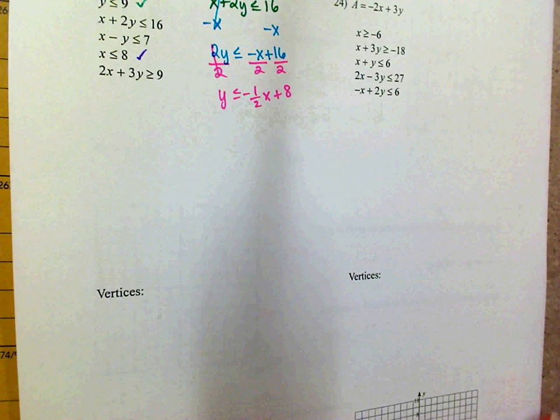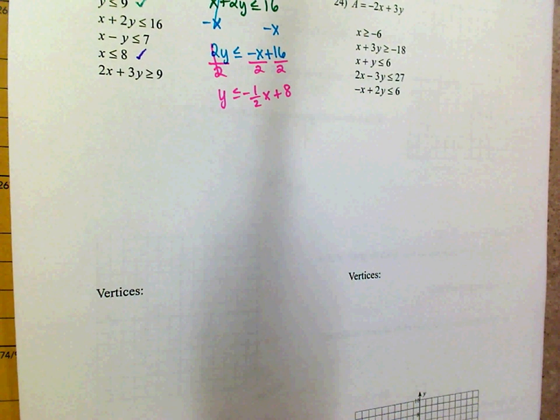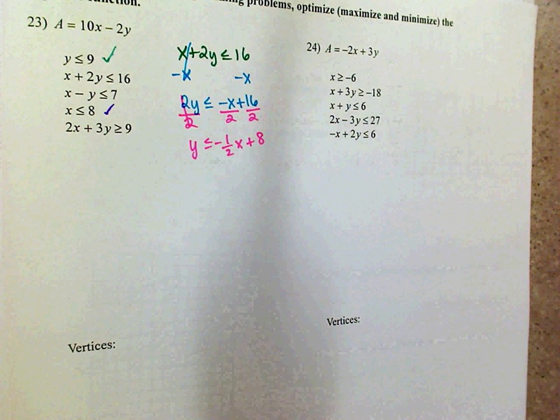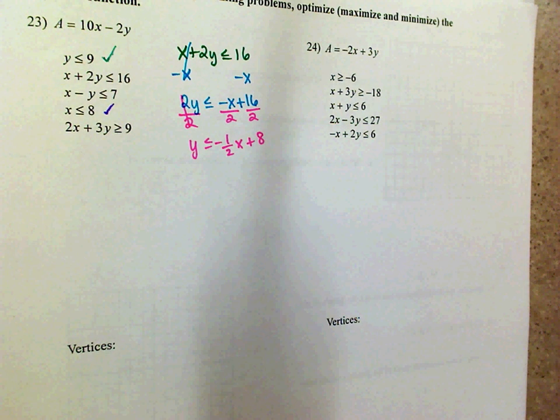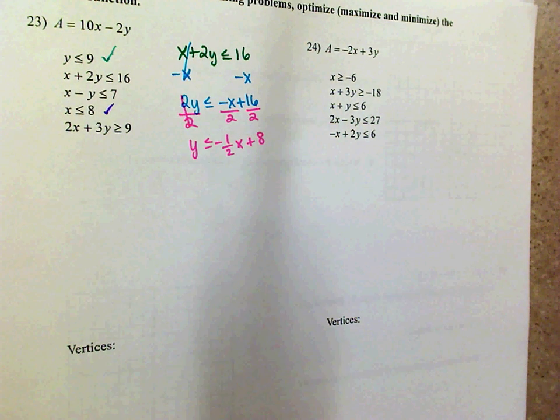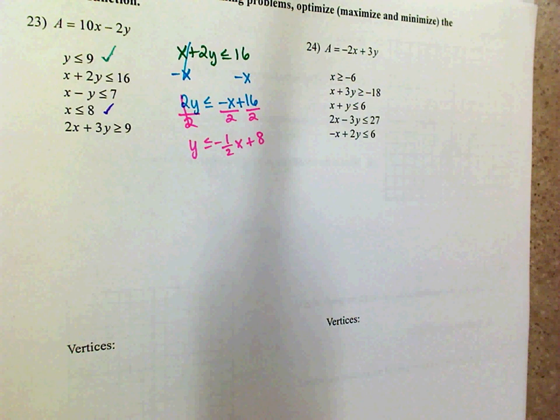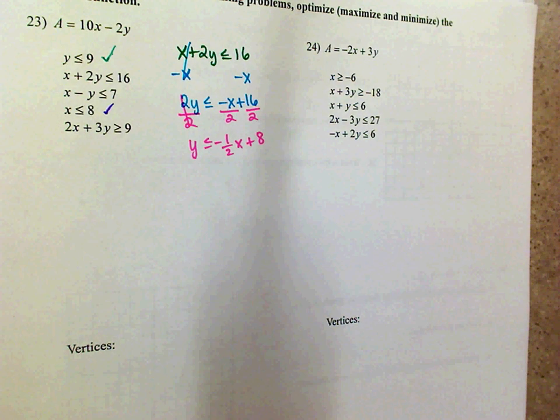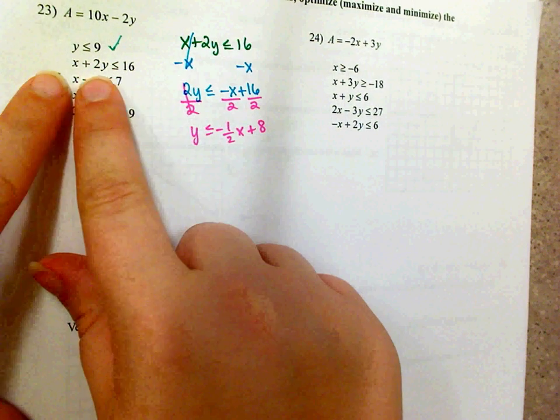Okay, so on the review, on 23, we've so far graphed 3 different functions, yeah? The y is less than or equal to 9. The x plus 2y, we did sketch that one, right? X plus 2y is less than or equal to 16.